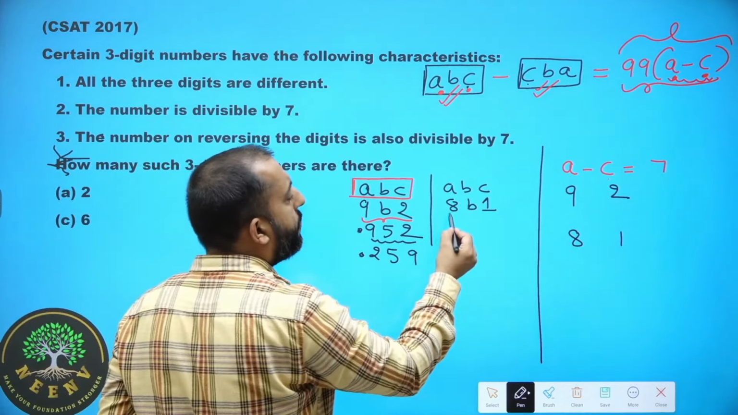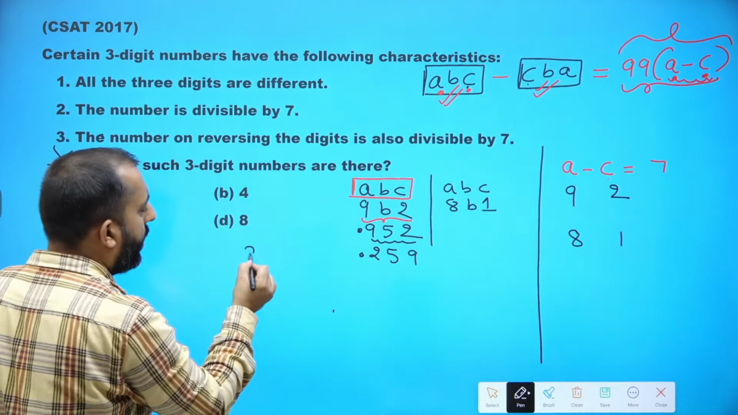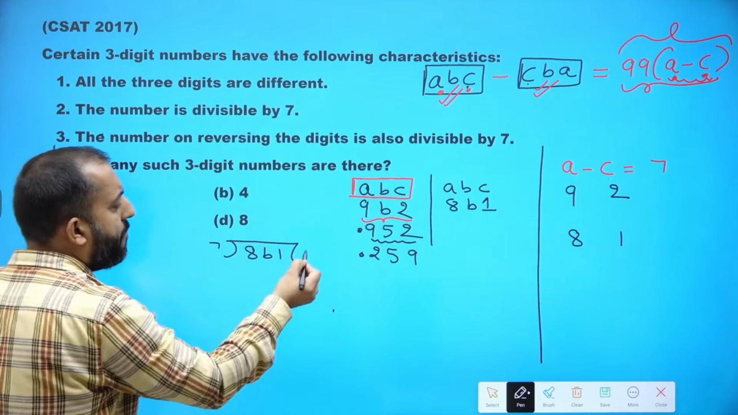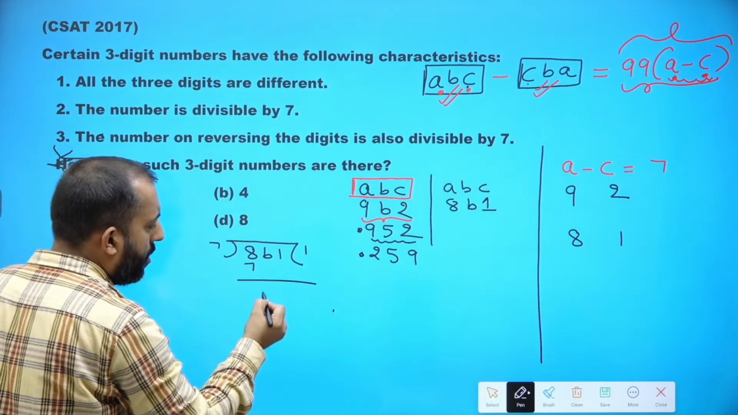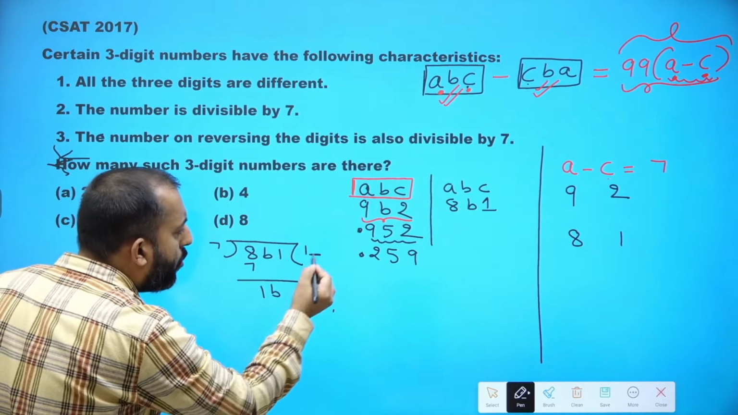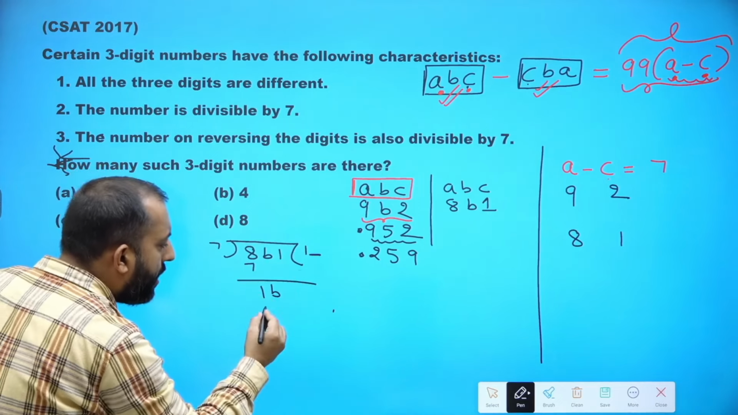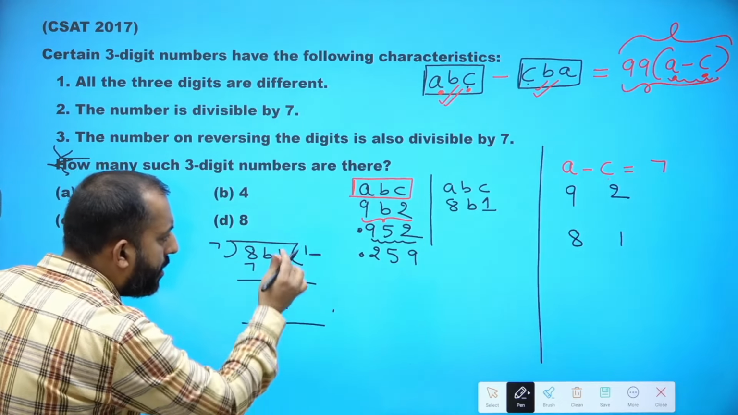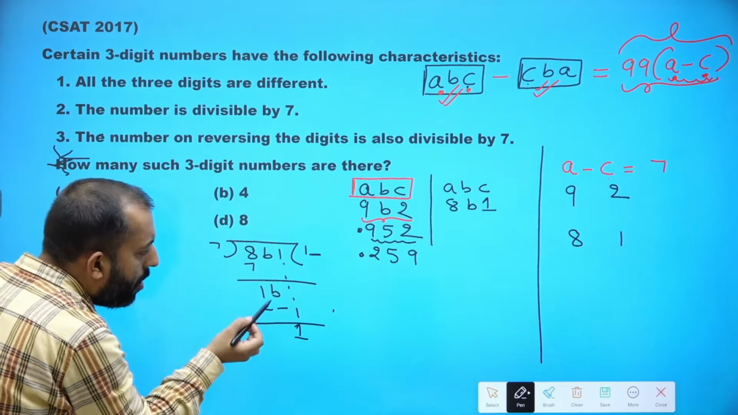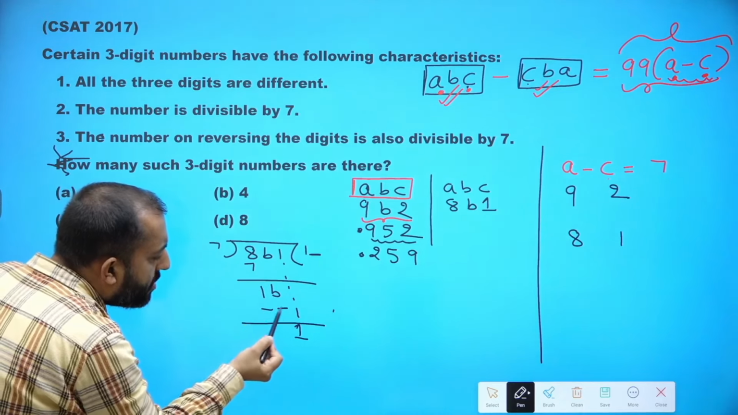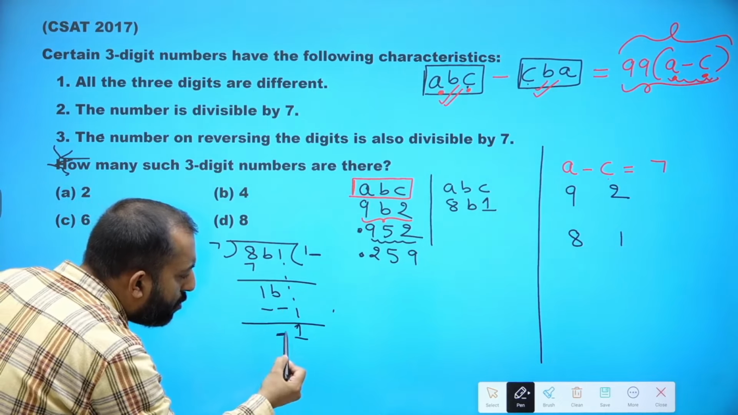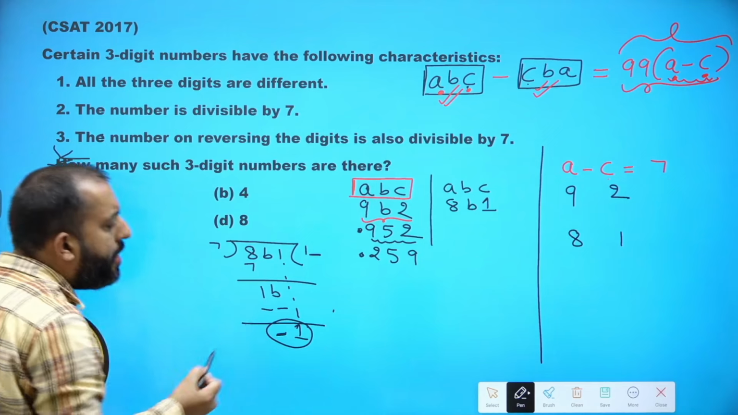Now let's justify the next condition. 8b1 should be divisible by 7. 7 ones are 7. Now we will write something over here, 7 into that thing, and then we will pull down 1 from the top. Now 1b, we should subtract something from 1b so that the value that we are getting here should be a multiple of 7.